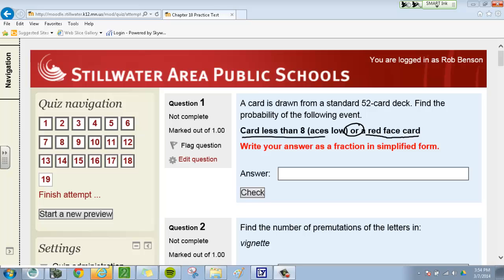Now the key thing here is or. When it says or, what you just do is you shade all the cards that are less than 8 and you shade all the cards that are red faces, and then when you shade them, you just count them up. Don't count them twice, just count them up. Shade all cards. And then count those. And we want to find the probability, and we know there's 52 cards, so whatever we count out, it's going to be over 52. So let's just go over to our cards. Cards less than 8 or a red face card.